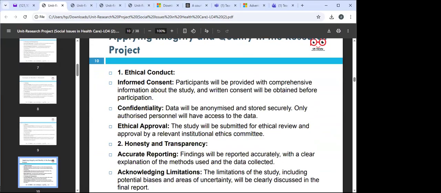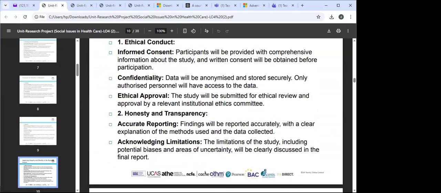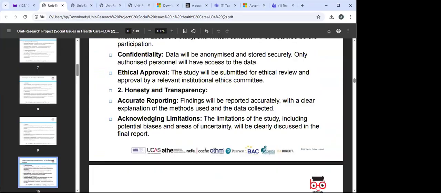We mentioned ethical conduct, where we've talked about informed consent and ethical approval. The study will be submitted for ethical review and approval by the relevant institution or ethics board. If indeed you are doing it for an organization, they need to approve your project work. They have tasked you, but they need to approve the chosen topic that you intend to do. And at any stage, you need to inform them what you have gathered so they can approve.